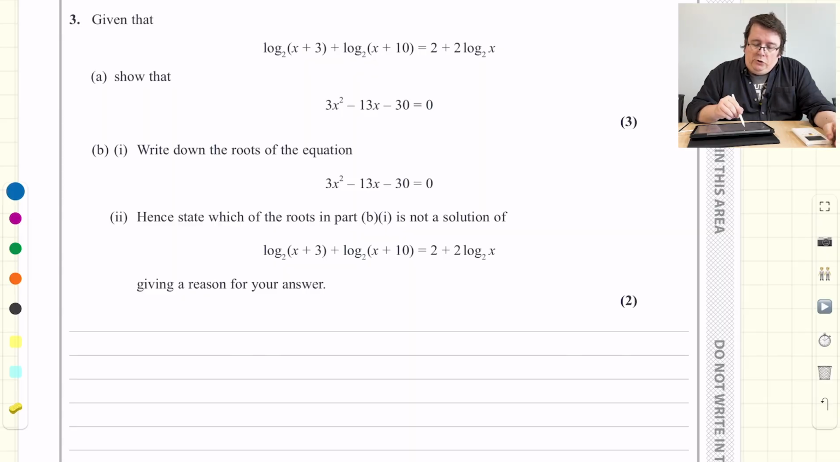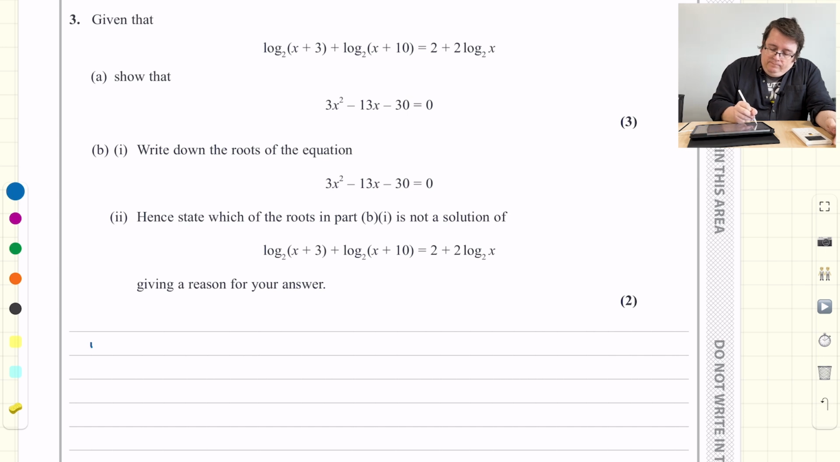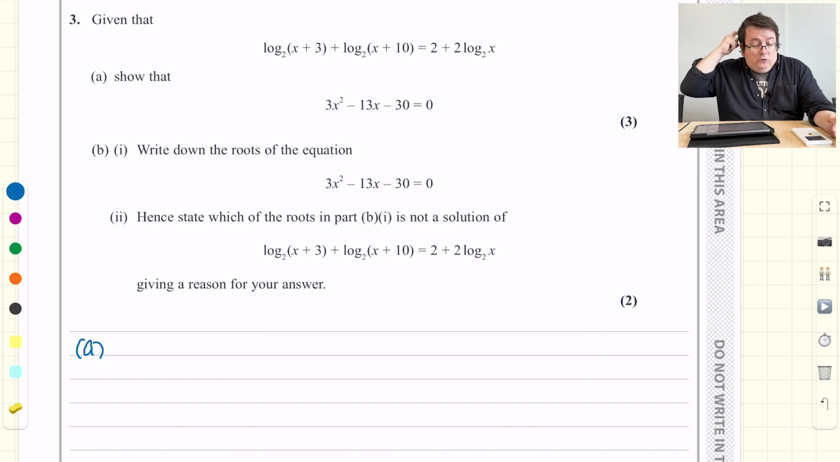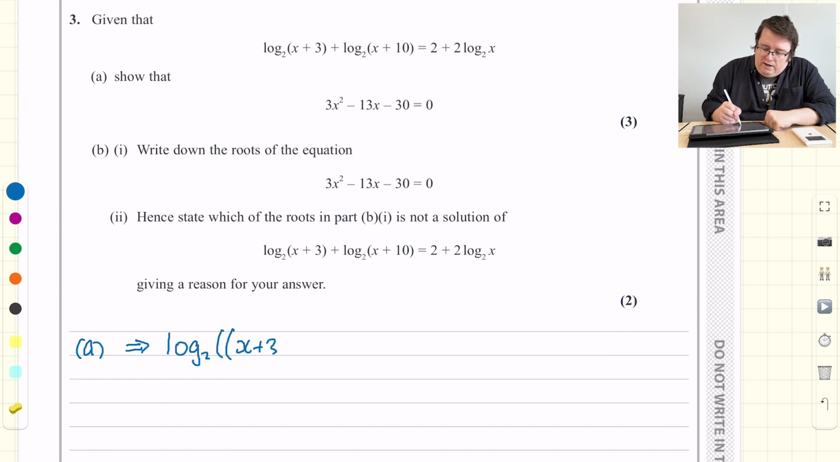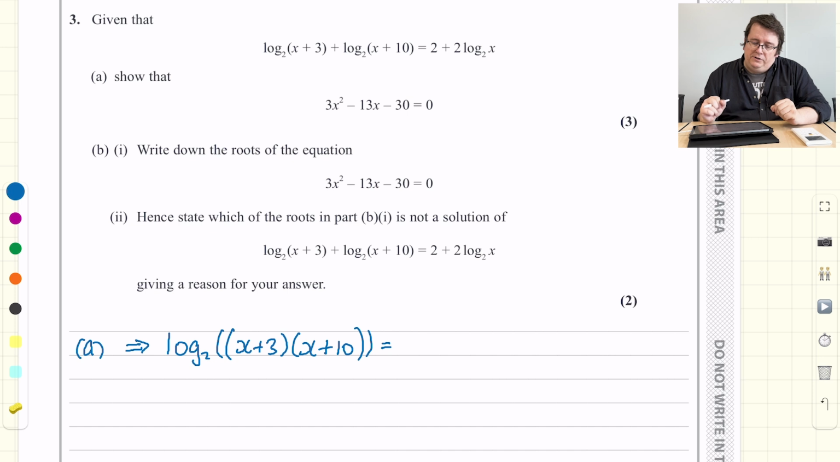Given that log base 2 of (x plus 3) plus log base 2 of (x plus 10) is equal to 2 plus 2 log base 2 of x, part A, show that 3x squared take away 13x take away 30 is equal to 0. Okay, so the first thing that I would do is combine the logarithms on the left-hand side using the product rule. So that will be log base 2 of (x plus 3)(x plus 10). They both have the same base, so you can bring them together as a product.